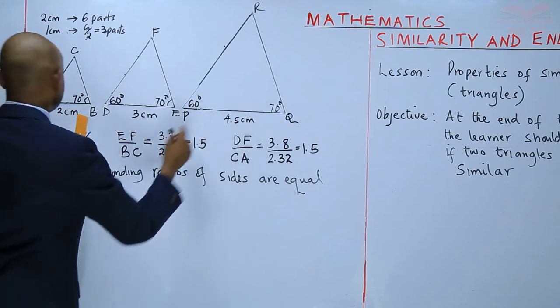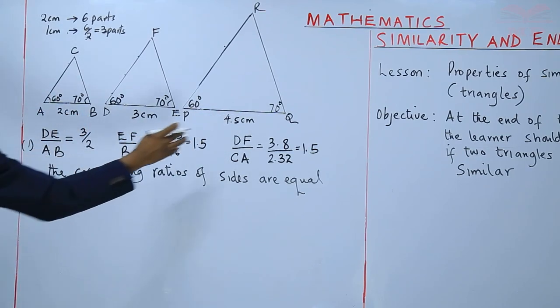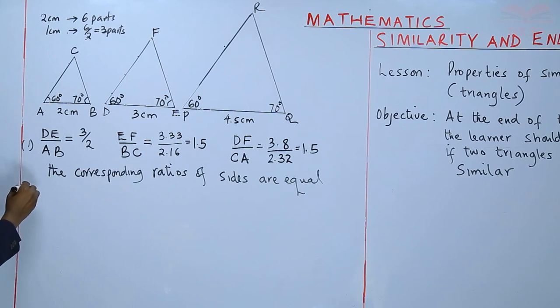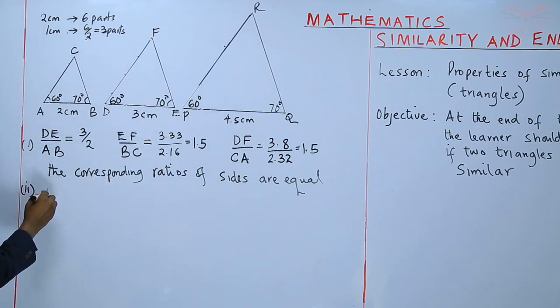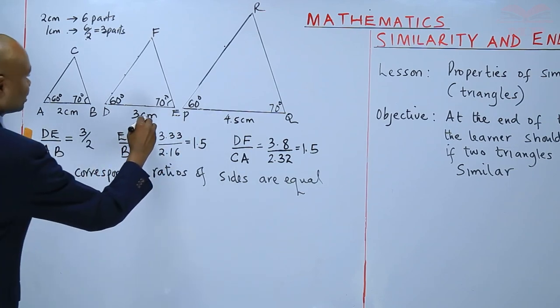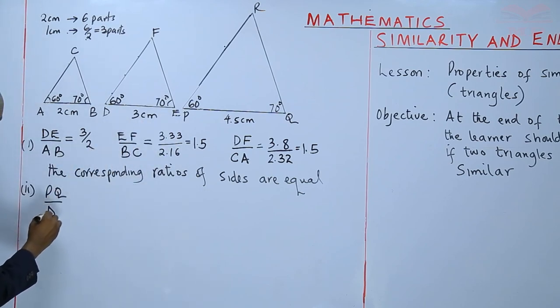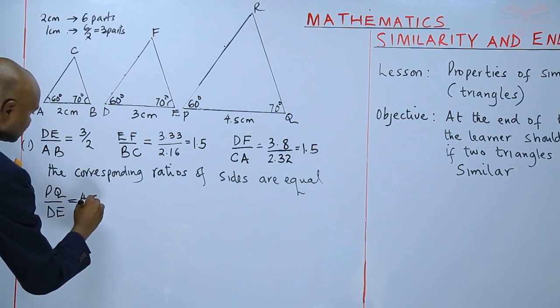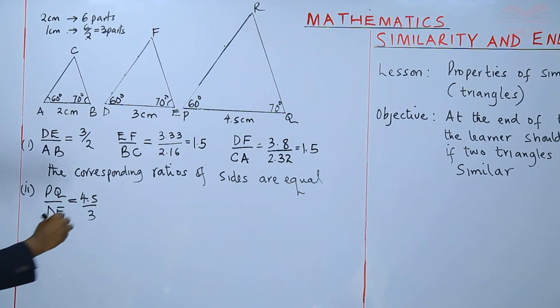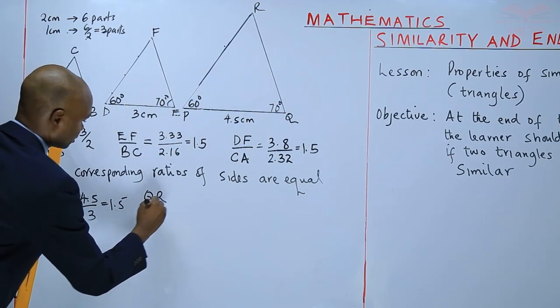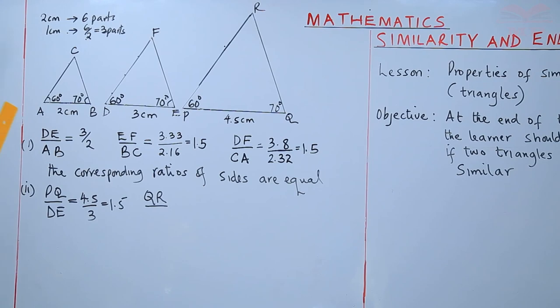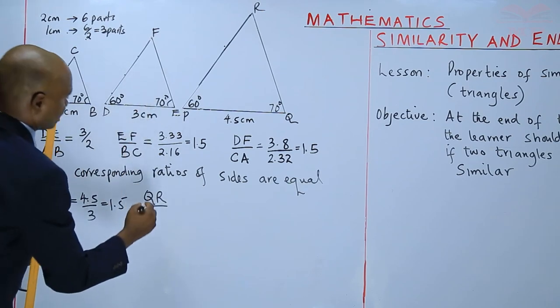I can do the same for the second pair. I can relate this to this. I can say PQ over DE, which gives me 4.5 divided by 3. It still gives me 1.5. I can also come and say QR divided by FE.